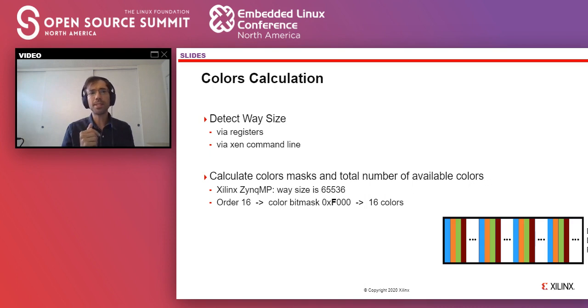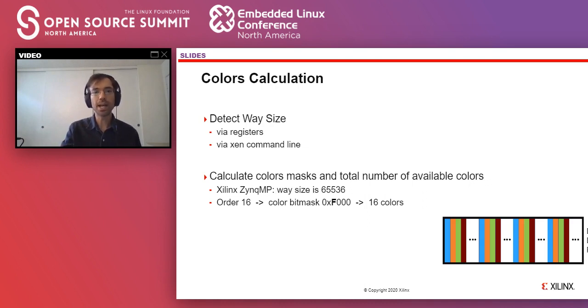So the way we implemented cache coloring in Xen: first of all, we automatically detect the way size, which can be done via registers, or it can also be passed via a command line option to override it, making sure that you set the way size correctly. On the Xilinx MPSoC, the way size is 64K. Now, 64K is order 16. That means you have 16 bits of address to play with. 12 bits are dedicated to the offset within the page, right? We cannot allocate memory at a finer granularity than a page. That means we have 4 bits left to specify the color, being the minimum set of cache lines that we allocate to each VM.